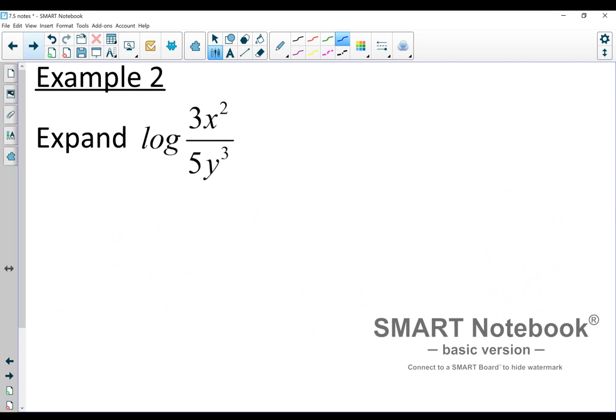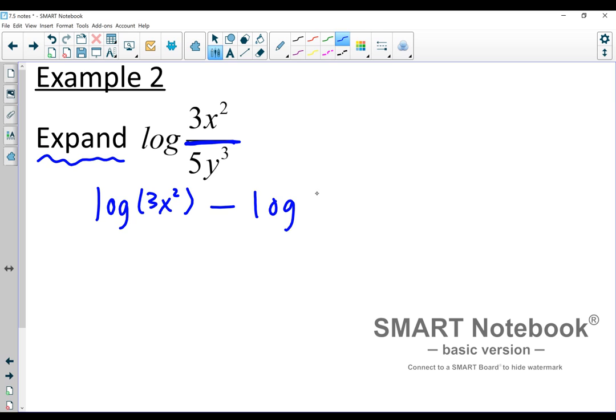Another problem type will be when we say to expand. So expand means we're going to use those properties. We're going to write this as a sum and difference of logs until I cannot use any more of those properties. So we're trying to really break this down. Because I have division, my first step would be to break this up into two logs of things being subtracted.